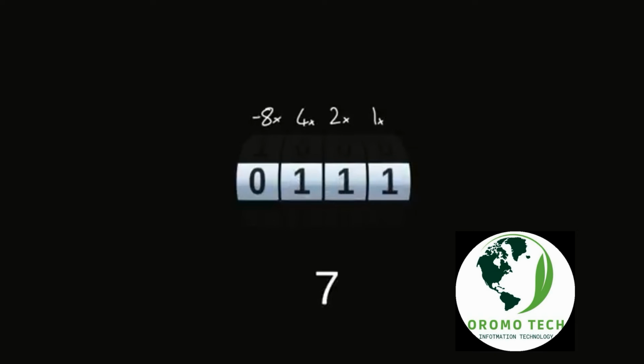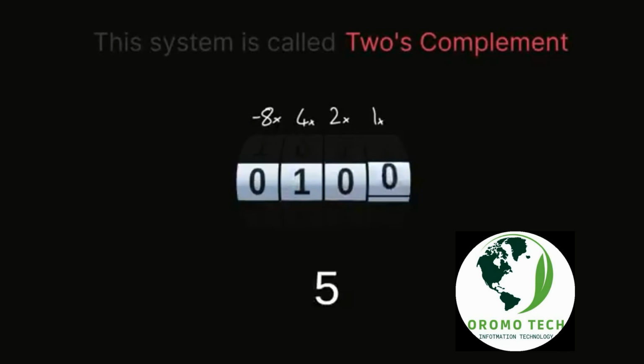So 7 is now the largest number we can have with 4 bits, and it then flips over to the smallest number, negative 8. And from there we have negative 7, negative 6, negative 5, negative 4, negative 3, negative 2, and finally all ones would be negative 1. So it's a bit of a funky system, but it allows us to add negative and positive numbers together without any fuss, so it's totally worth the weirdness.